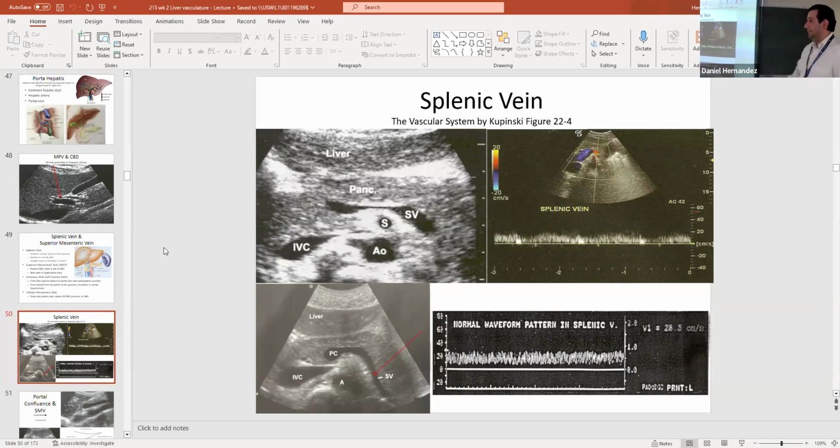We're going to be looking at flow directions for the splenic vein, the superior mesenteric vein, and the main portal vein, because this could indicate the development of disease. Things like cirrhosis and portal hypertension will alter that flow direction.